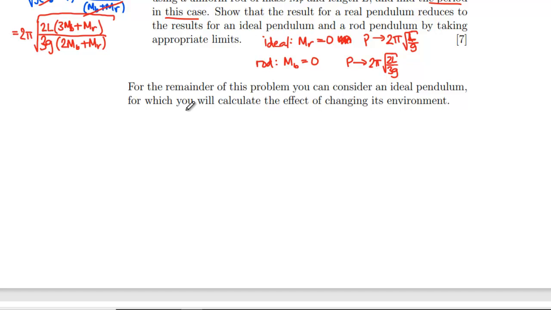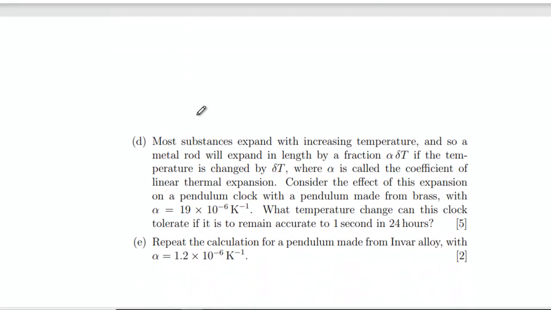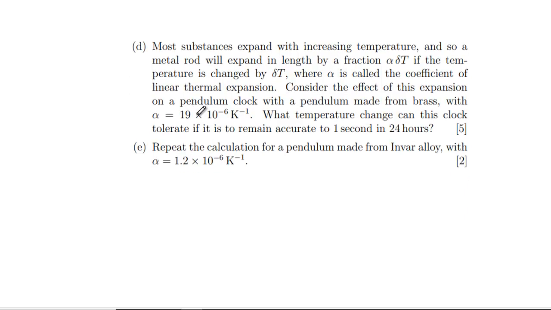Right, for the remainder of this problem, you can consider an ideal pendulum for which you will calculate the effect of changing its environment. Right, okay. So we've still got the mass is just in the bob, but we do have a rod. It's not a string. Most substances expand with increasing temperature. So a metal rod will expand in length by a fraction alpha dT if the temperature is changed by this delta T.